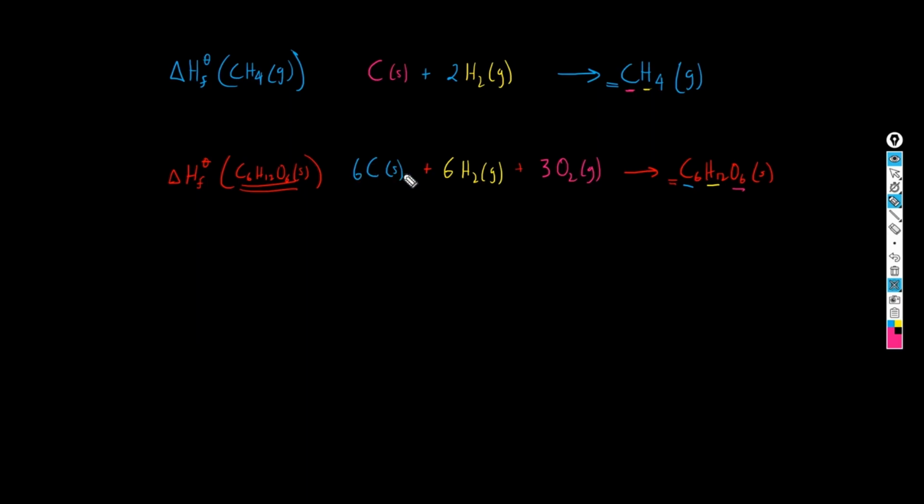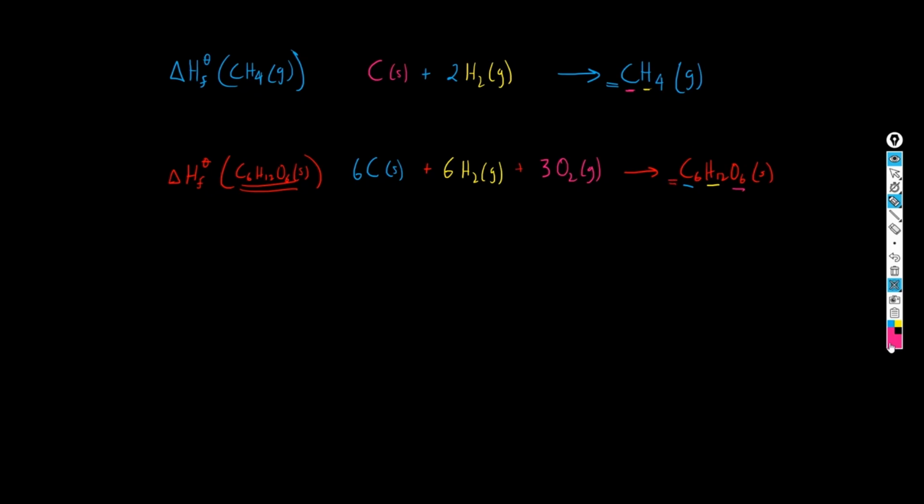6 C solid, 6 carbon solid, plus 6 H2 gas, because again, those are the most stable forms of the elements, plus 3 O2 gas yields 1, because this always has to be a 1, C6H12O6 solid. Again, why does this always have to be a 1? Because of the definition of enthalpy change of formation. The definition of enthalpy change of formation is the formation of 1 mole of that compound.